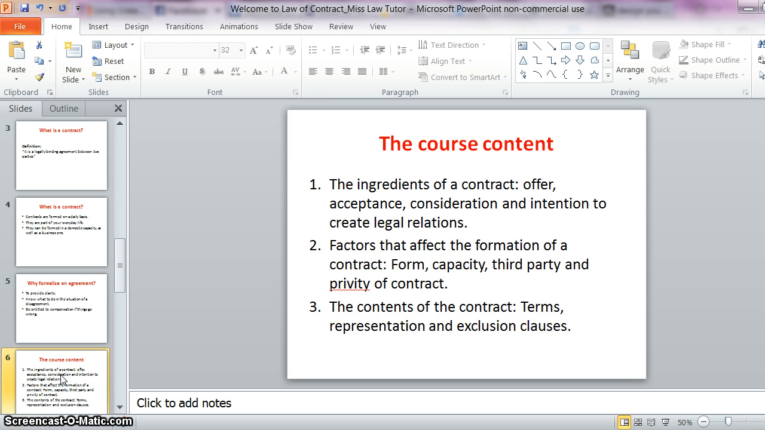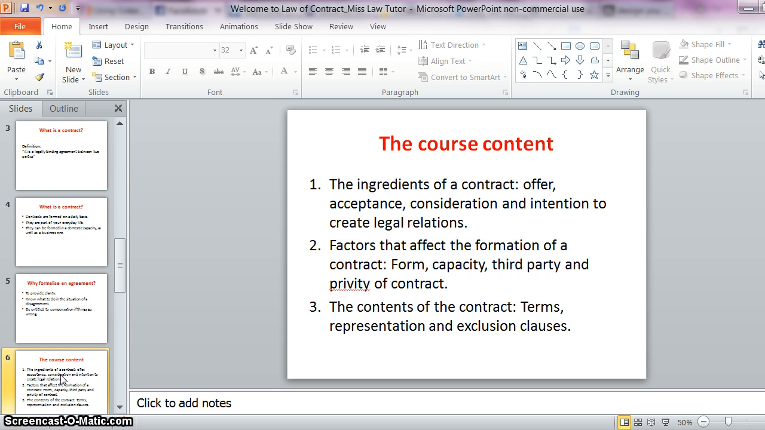And we're going to look at intention to create legal relations, which I touched upon just now when I was talking about domestic and commercial agreements. Okay, and then number 2, you're going to look at the factors that affect the formation of a contract. So you've got form, capacity. So in capacity, you might be looking at can a person enter into an agreement, a contract? Can a 3-year-old enter into an agreement, for example? So you'd be looking at things like that.